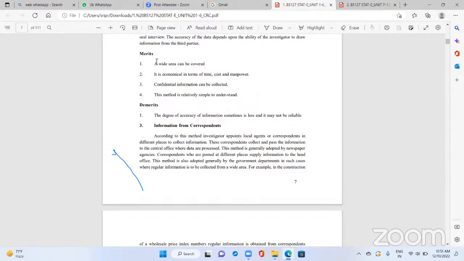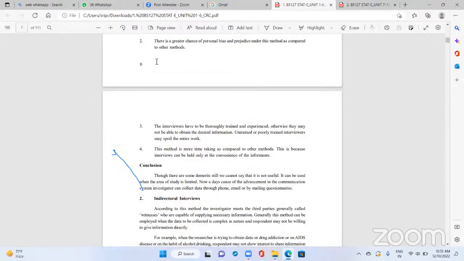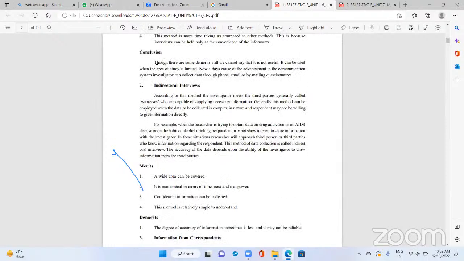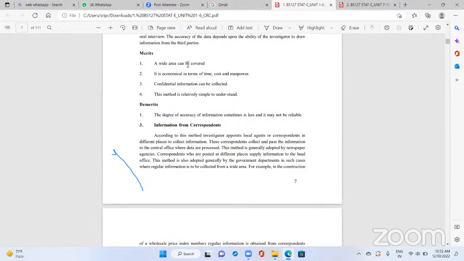In indirect interviews, we have 4 merits. A wide area can be covered. It is economical in terms of time, cost, and manpower. Number 3, confidential information can be collected. Number 4, this method is relatively simple to understand.